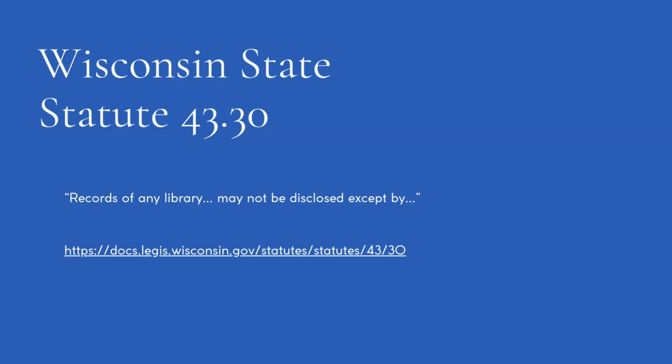Records can also be disclosed if a court orders it or if a subpoena is issued. Collection agencies or law enforcement may also access records for the purpose of recovering unreturned library materials. By adhering to these guidelines, libraries in Wisconsin can ensure they protect the privacy of their users while complying with legal requirements.